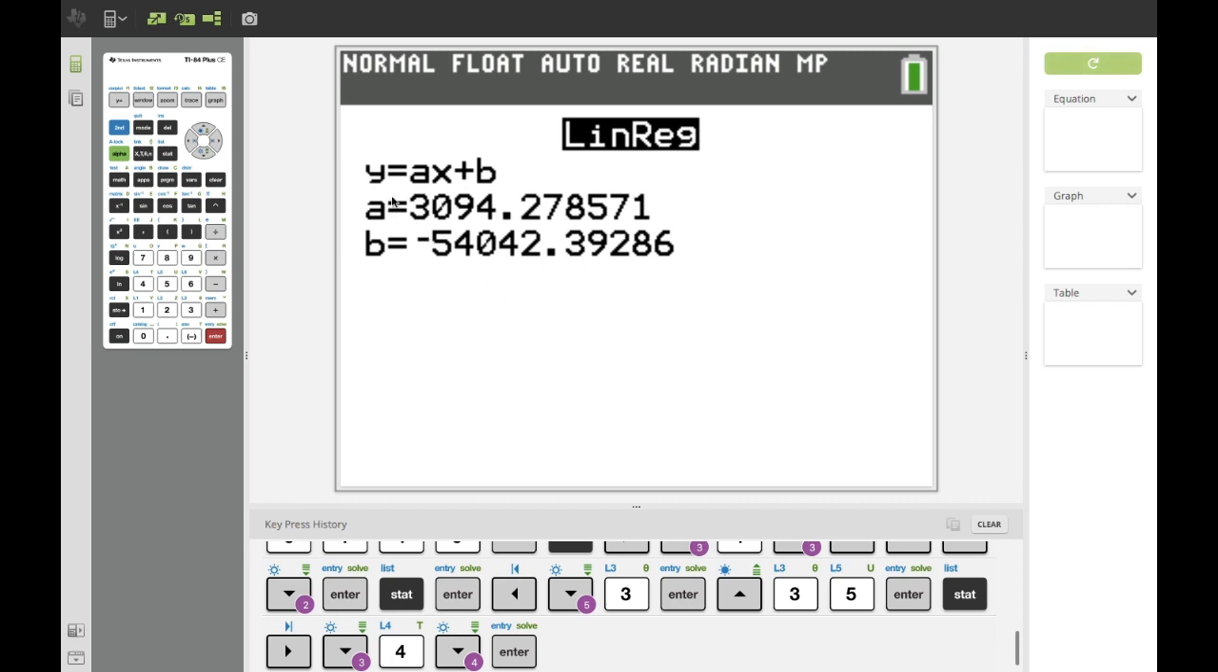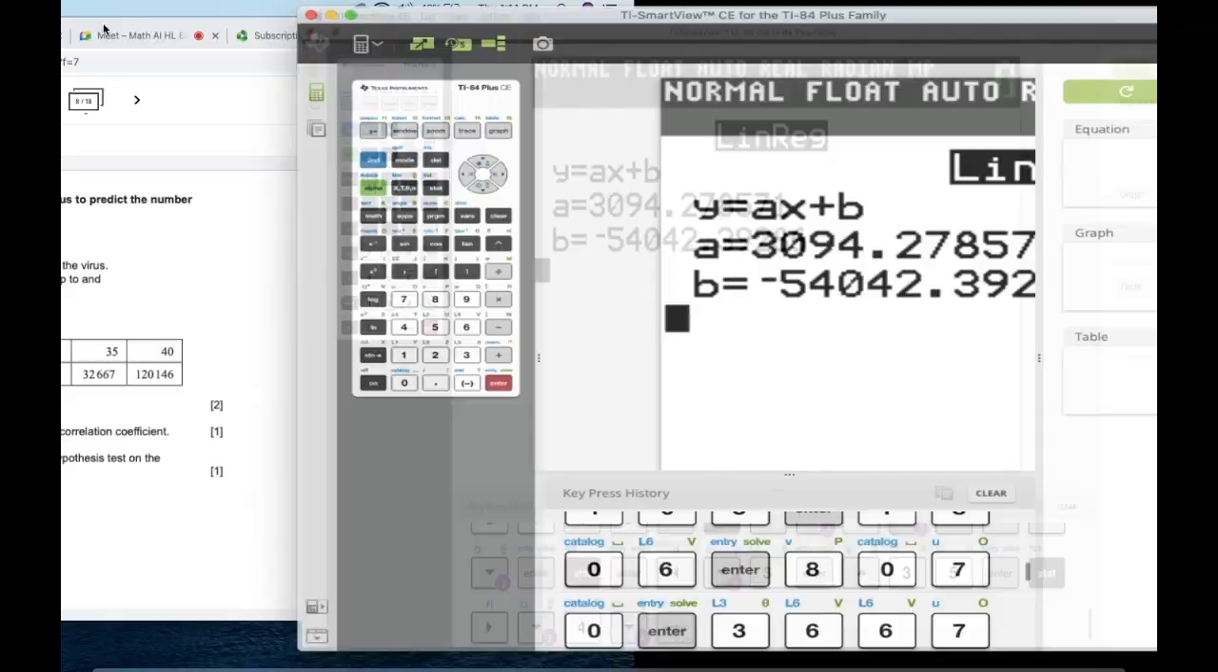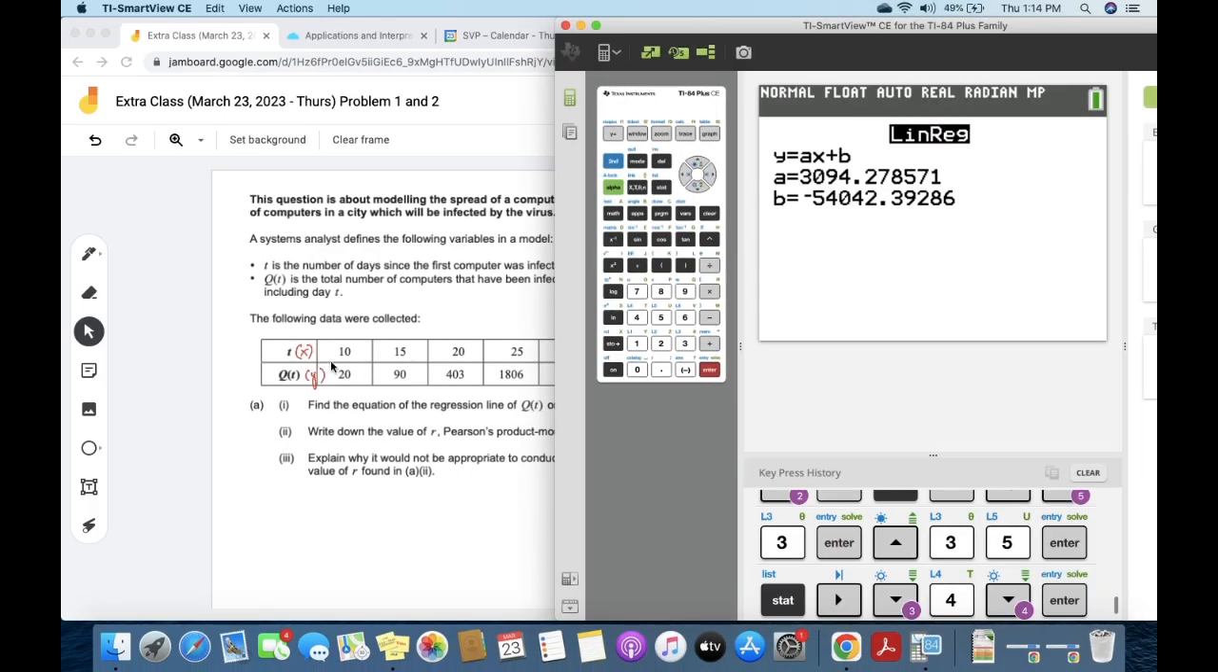So this is our a, this is our b. So that would be 3094.28. And then don't use X. Go back to what I told you a while ago. You can have X, but the final answer should be according to what is found here. So in this case, what variable should we use?